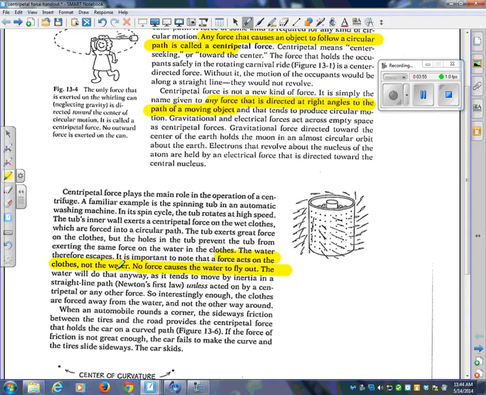The water will do that anyway, as it tends to move by inertia in a straight line path, Newton's first law, unless acted upon by a centripetal or other force. So interestingly enough, the clothes are forced away from the water, not the other way around.